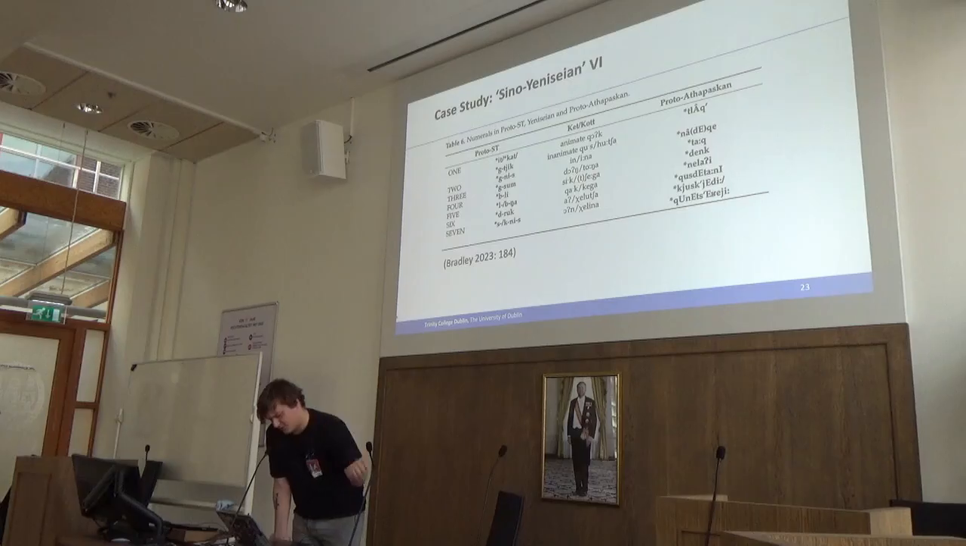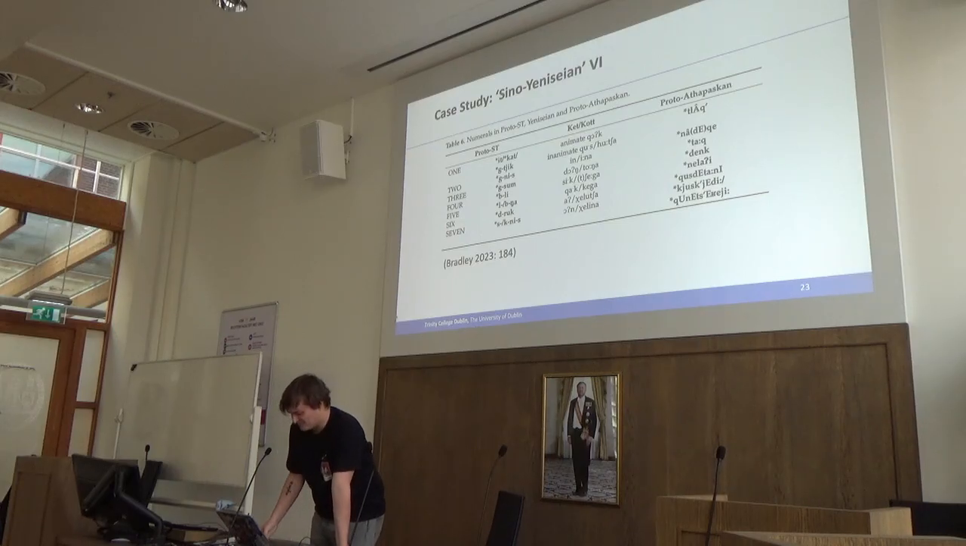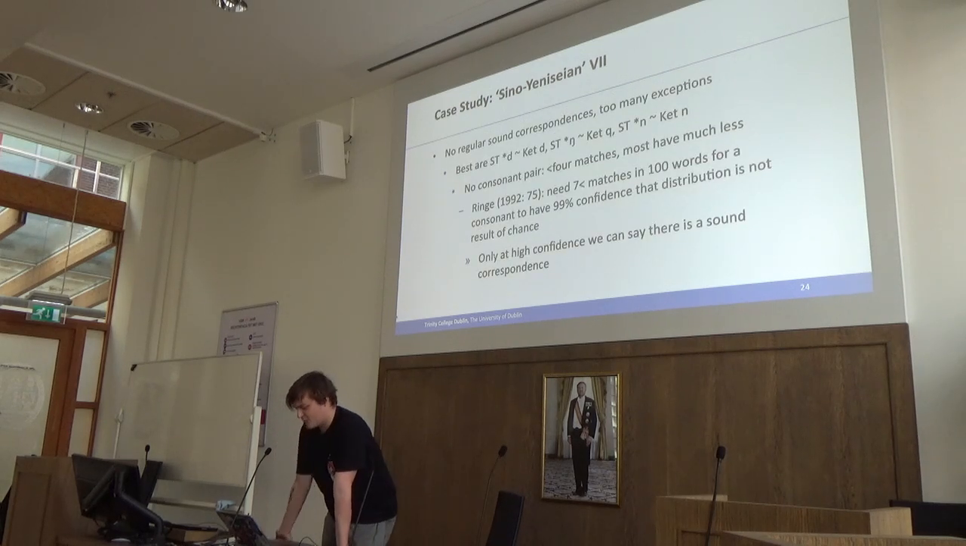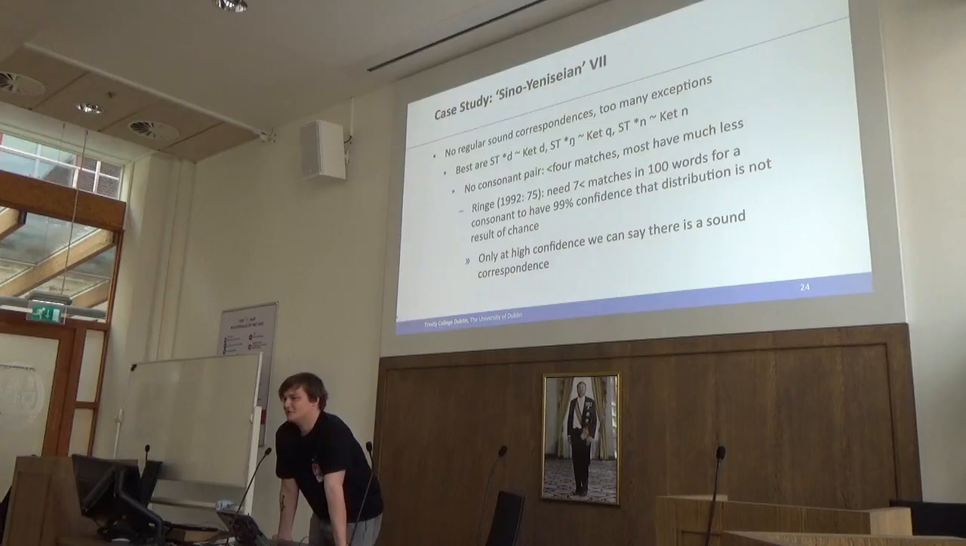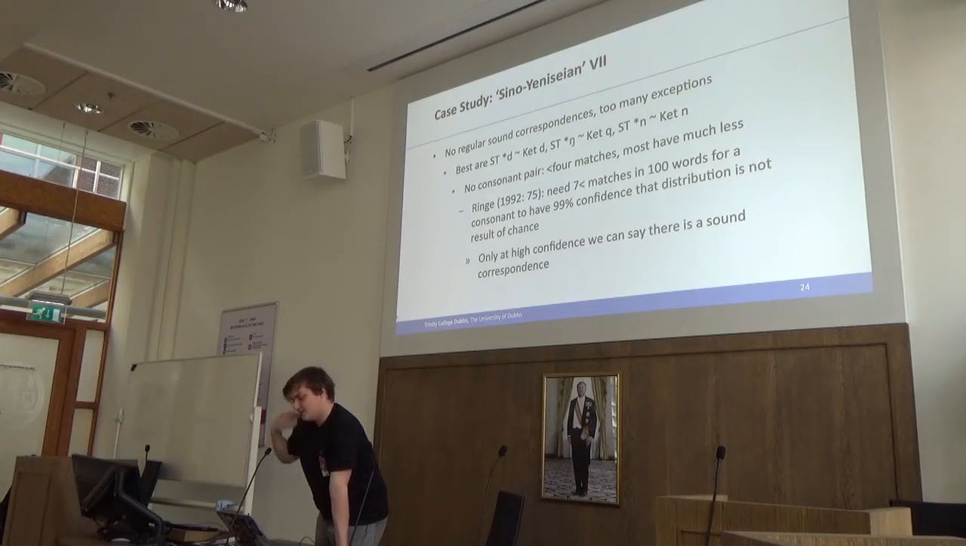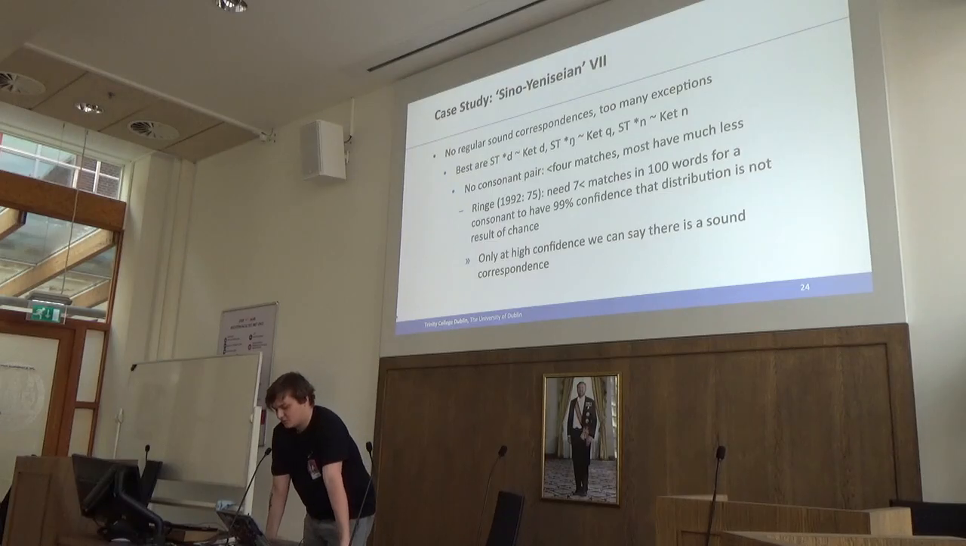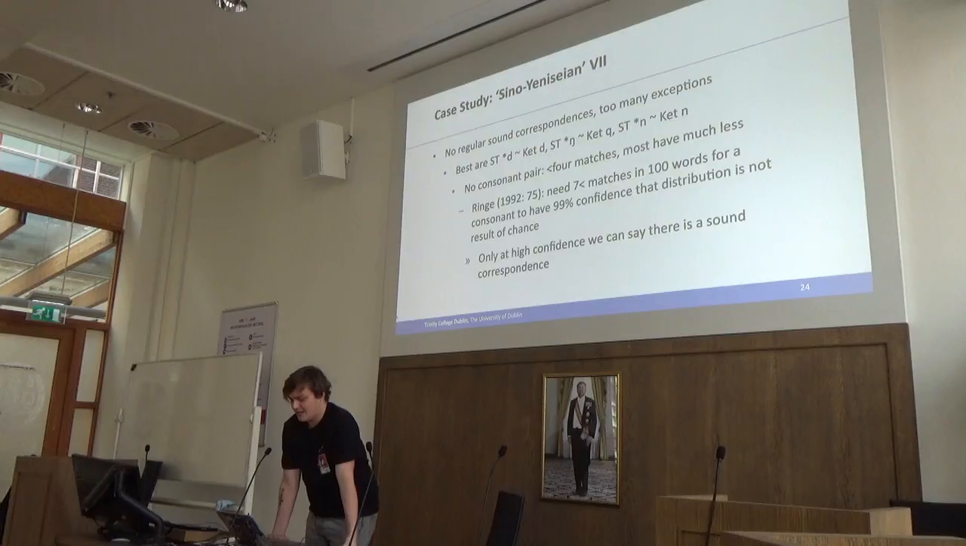And then here's some other sound correspondences in numerals, which, as you can see, are not very convincing. Maybe 1 or 2 of them are interesting, but not really. So, has Bradley proved Sino-Tibetan? I think definitely not. He doesn't have any regular sound correspondences. Too many exceptions. The best sound correspondences are Sino-Tibetan D and Ket D, Sino-Tibetan ng and Ket voiceless uvular, and then N and N.